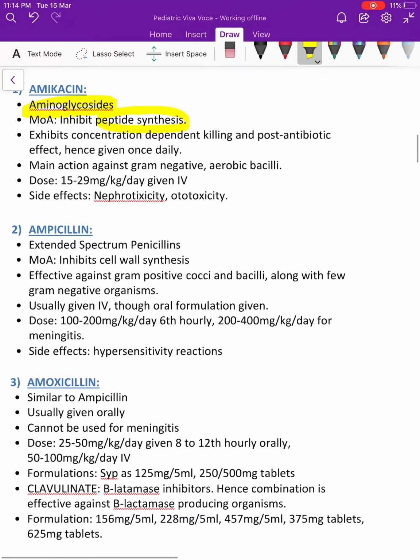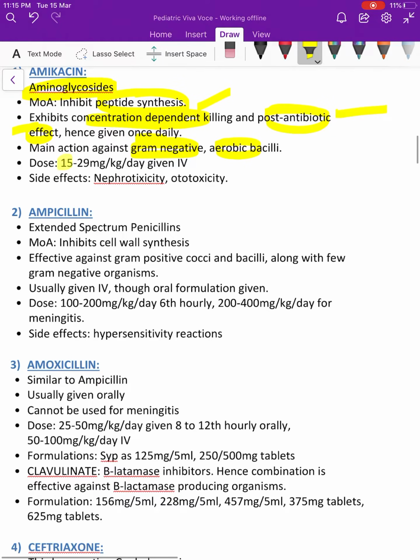The properties it exhibits are concentration dependent killing and post antibiotic effect. Hence it can be given only once daily because of its post antibiotic effect, and when given once daily, we have to give it at a good high dose because it has concentration dependent killing. Main action is against gram negative aerobic bacilli. Dosage is mainly 15 mg per kg per day given IV, and side effects include nephrotoxicity and ototoxicity.